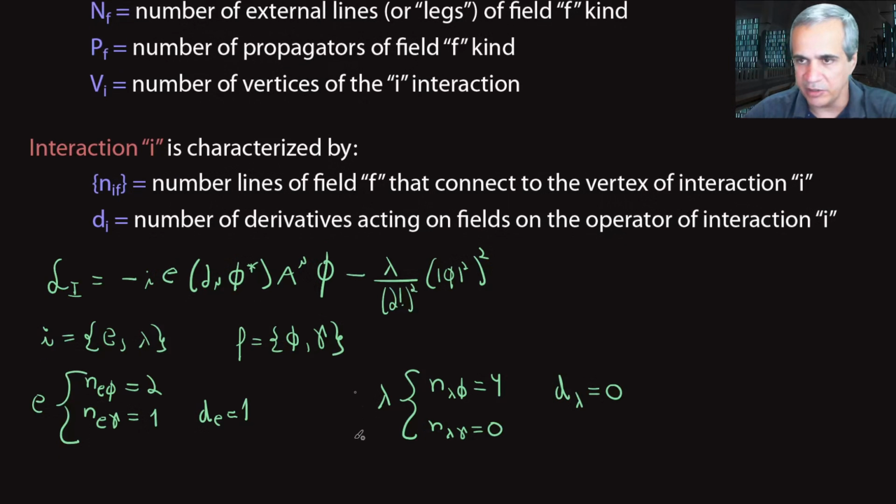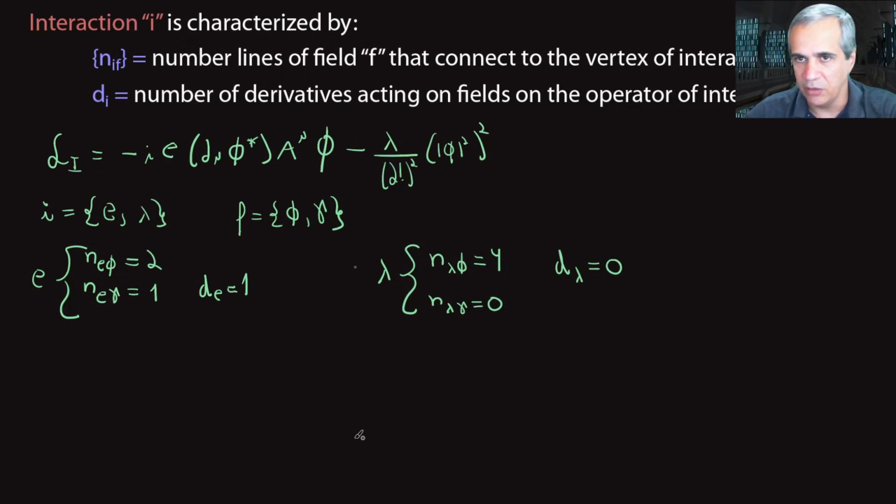Just to give another example, let's take a look at QED, in this case with just one fermion. The interaction Lagrangian looks like this: A mu psi bar gamma mu psi. So two fermions and a photon. So in this case, just one interaction that I will label by e.